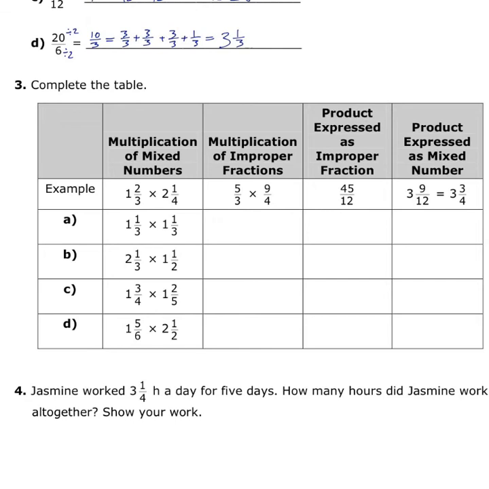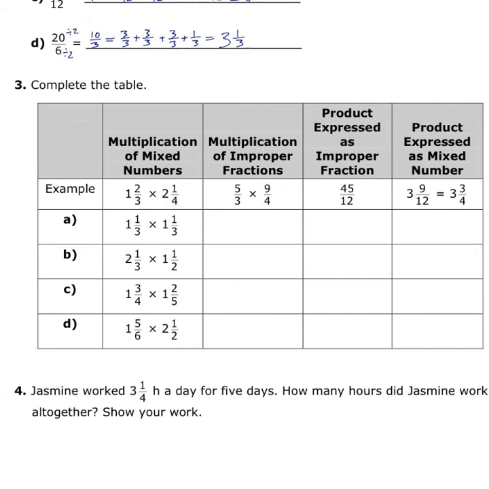Now the first one is done for us. You can see that the 1 2/3 is changed into 5/3. That's because in one whole there are 3/3 plus 2 more thirds, that's 5/3. And the 2 1/4 becomes 9/4. 2 wholes, 4 quarters times 2, that's 8 quarters plus 1 more quarter, 9 quarters.